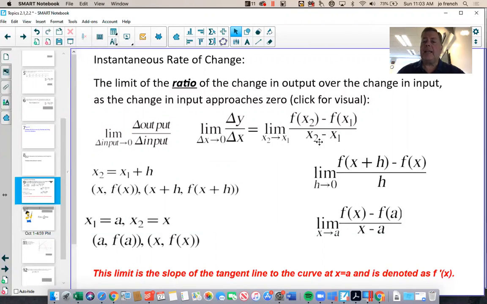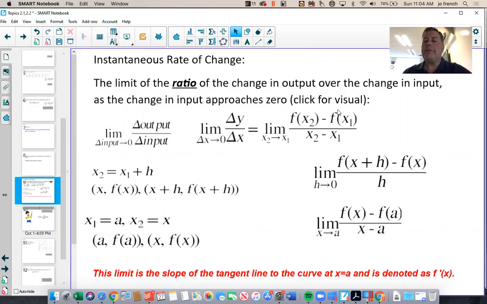We could also write that as the change in two y values over the change in two x values, x1 and x2, f of x1 and f of x2. Another way to think about it is our first point could be x1, and then our second point, x2, could be our first point plus a small value. So if my first point was x or 1, then maybe my second point is going to be 1 plus 0.01.